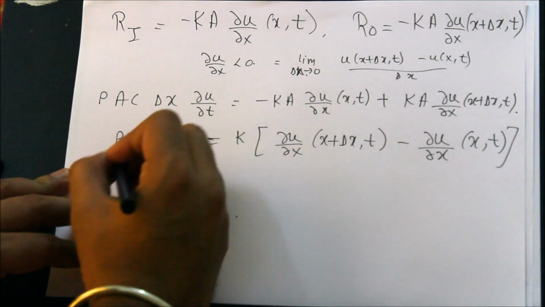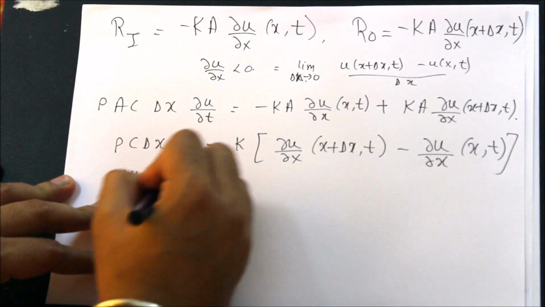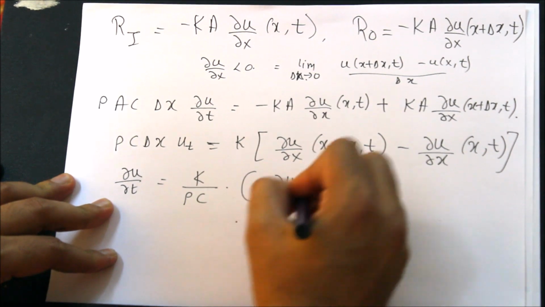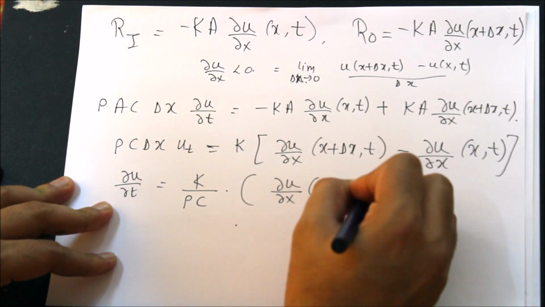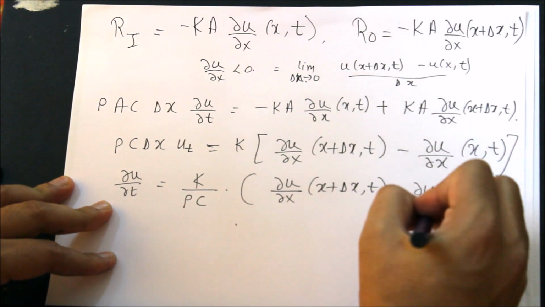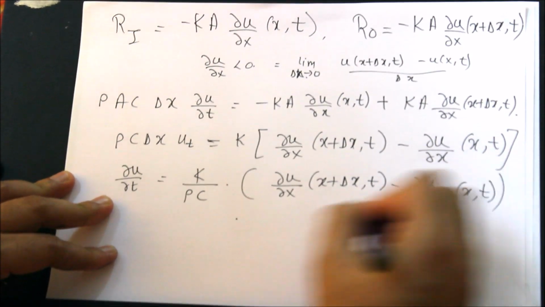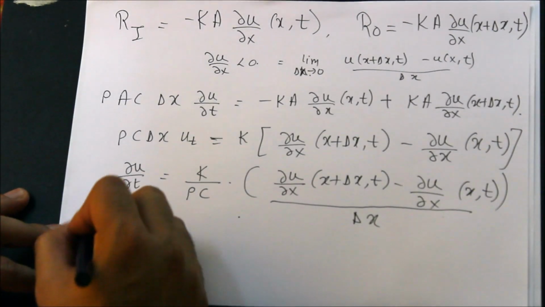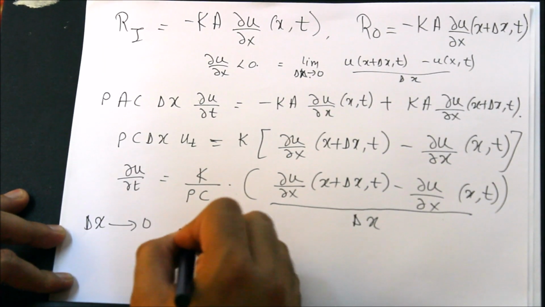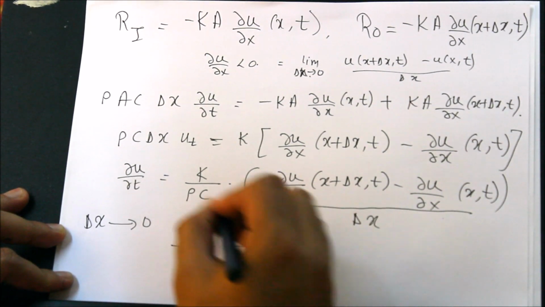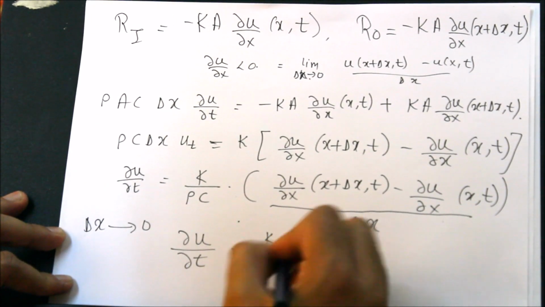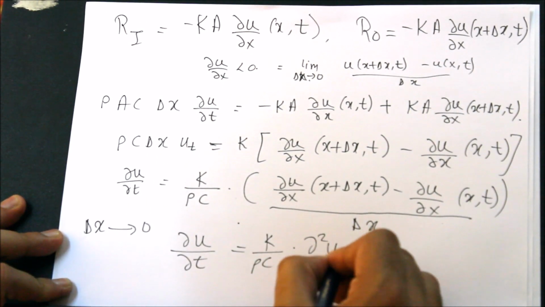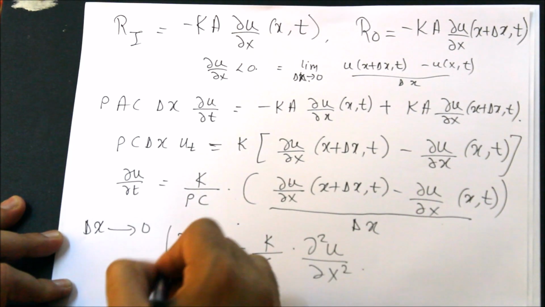Okay, so what do I have? What is del u by del t? It is K upon rho C into del u by del x at x plus delta x comma t minus del u by del x at x comma t, whole divided by delta x. As delta x goes to 0, I have del u by del t equals K upon rho C times... what is this? This is nothing but the double derivative, del squared u by del x squared.